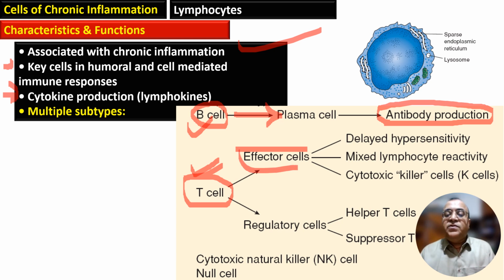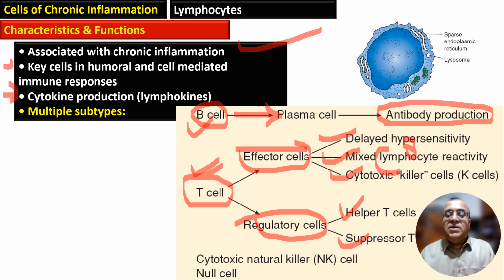The effector cells of T cells are involved in delayed type of hypersensitivity, mixed lymphocyte reactivity, and they also are involved in cytotoxic activity, and these are termed cytotoxic T cells or CD8 cells, while regulatory cells or regulatory T cells are helper T cells and suppressor T cells.